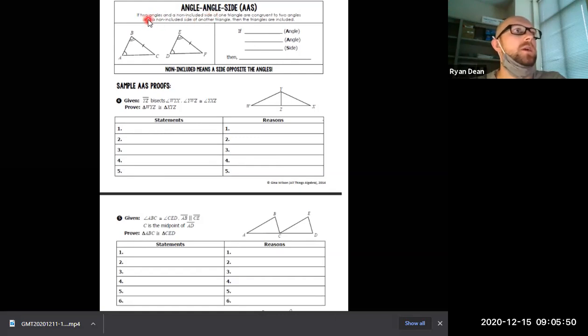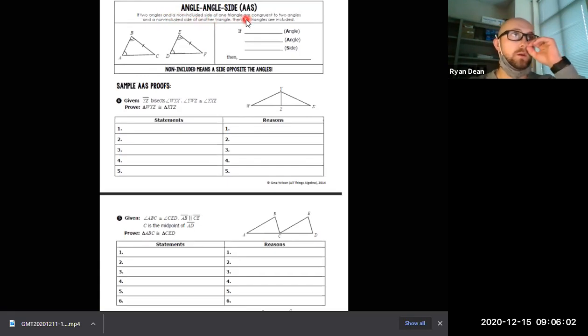Okay, so in this case, you have two angles and a non-included side, so a side that does not connect the two angles together. So if two angles and a non-included side of one triangle are congruent to two angles and a non-included side of another, then the two triangles are congruent. So they're saying non-included means a side that's opposite of the angles.